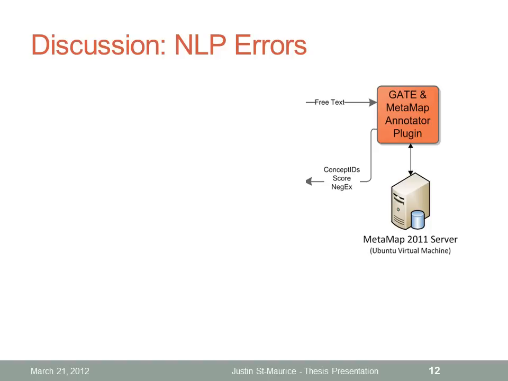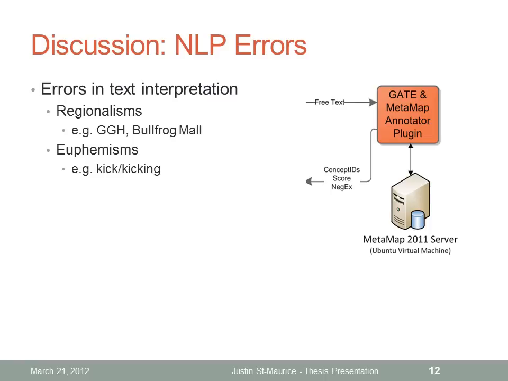In terms of natural language processing, as I mentioned earlier, GATE and MetaMap were used as the core natural language processing engines. And those were third-party tools that have been worked on by other institutions and working groups. The problem with those tools is that they weren't perfect, and there were errors that were introduced in the text interpretation. For example, there were some regionalisms. In this case, GGH and Bullfrog Mall were examples of regionalisms where the reference in the free text makes sense to someone who lives within that community, but it doesn't make sense for someone that lives outside the community, and therefore MetaMap didn't know what the physician was talking about in their free text note.